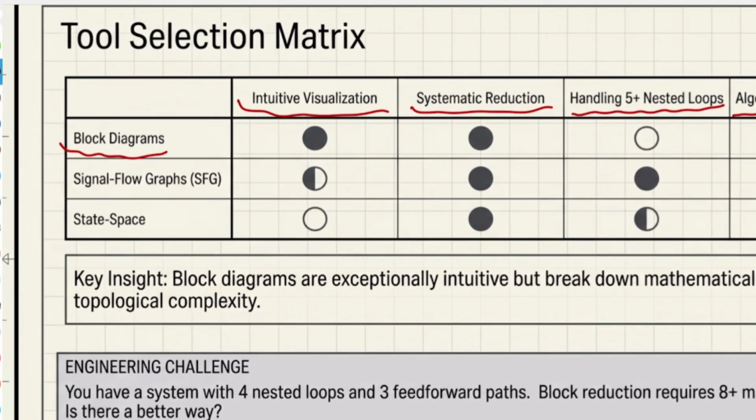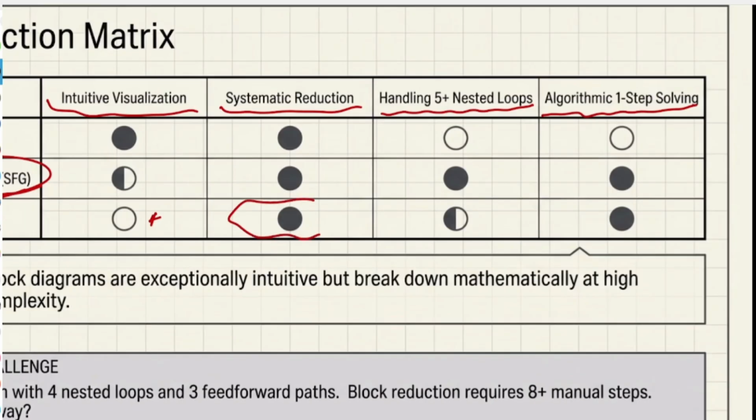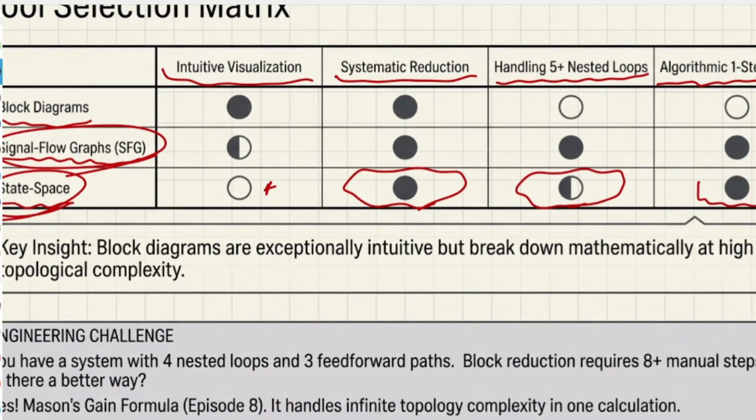Another thing is that we have signal flow graphs, which we didn't talk about yet. In future lessons, we are going to see that. And the state space, obviously, we talked about. The state space does not have a very intuitive visualization, because as you know, we have multiple outputs. While it's good for system reduction and can handle a system with 5 nested loops, as you remember, if your system gets to higher numbers, like more than 20, again it's not feasible, and this one can do the one-step solving itself.